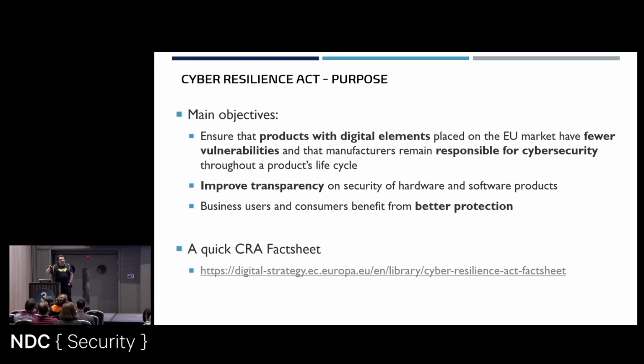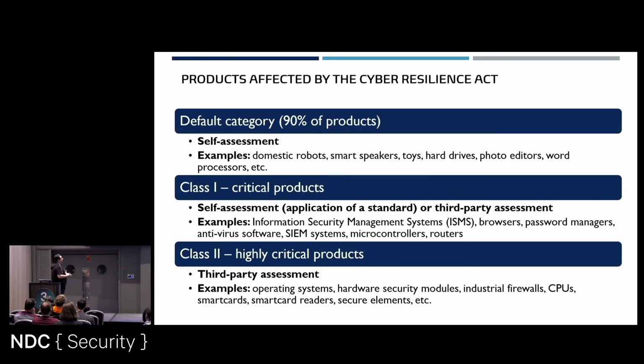Which is something that a lot of companies will have a lot of struggles to deal with, right? Improving transparency of the security of hardware and software products, and providing better protections for business users and consumers. There's a fact sheet on the EU website for that. Now, what sort of products are affected?